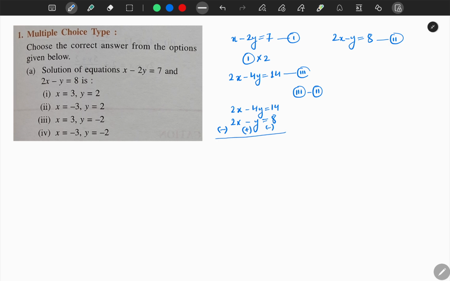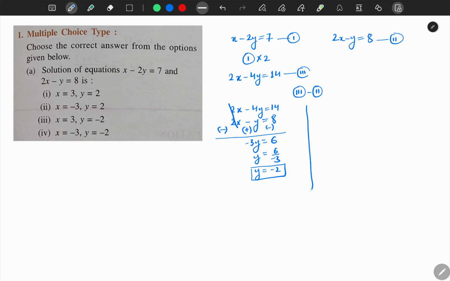This minus becomes plus and the 8 here, which is plus, becomes minus. Now I'll start subtracting. 2x minus 2x becomes 0. Minus 4y plus y becomes minus 3y equals 14 minus 8, which is 6. Minus 3 is in multiplication here, goes there in division. So y equals 6 by minus 3. That is nothing but y equals minus 2.